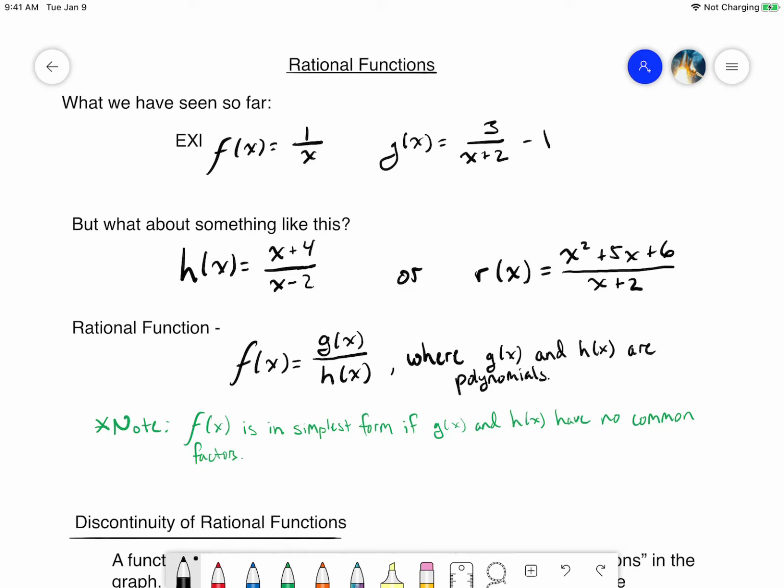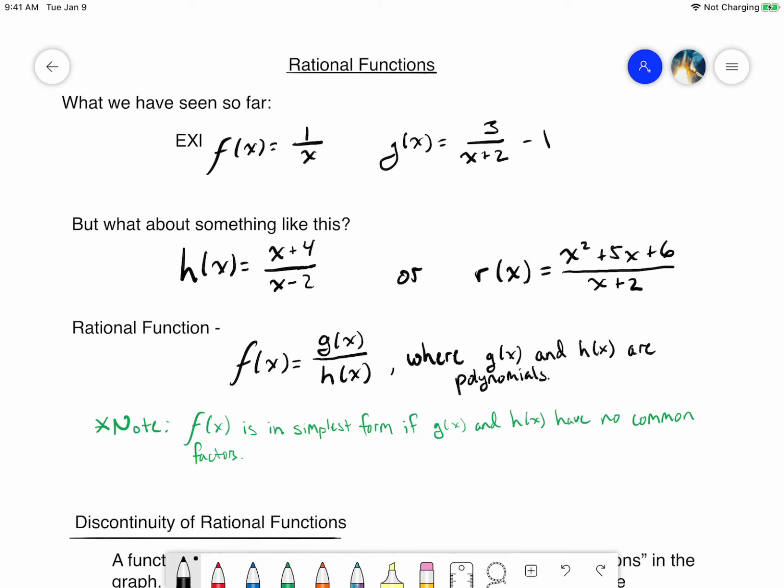So what about, for example, h of x, which is x plus 4 over x minus 2, or r of x, which is even more complicated, which is x squared plus 5x plus 6 all over x plus 2. Okay, these are what we really call rational functions. And so a rational function has this form.